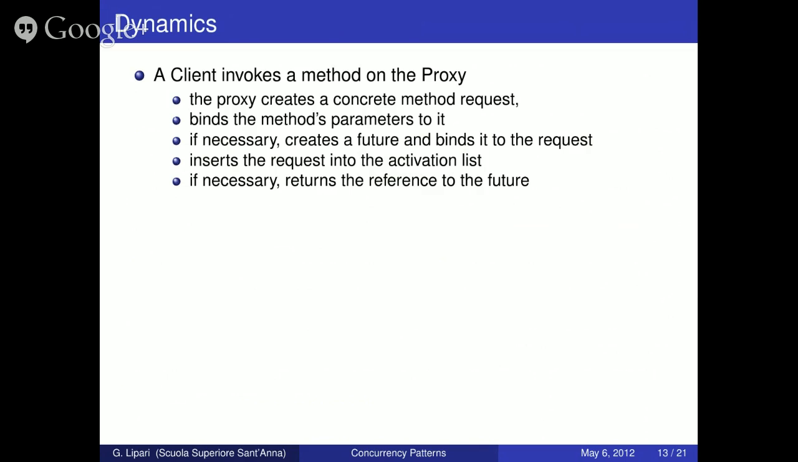So the dynamics, I think, I already explained. So the proxy creates a concrete method request. It binds the method parameters. If necessary, it creates a future and binds it to the request. It inserts the request into the activation list, and if necessary, returns the reference to the future.